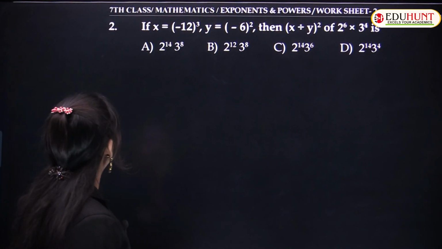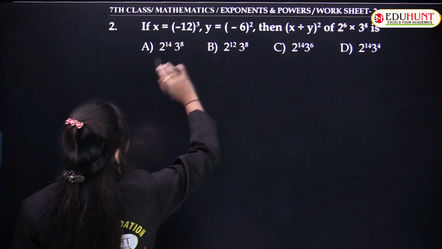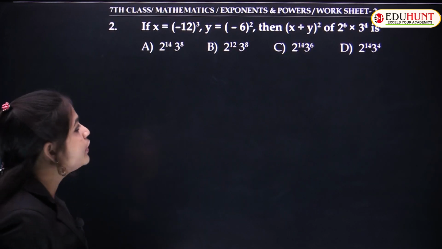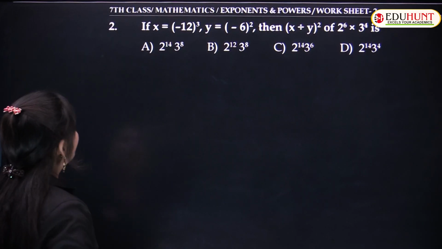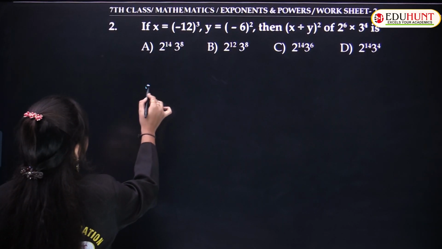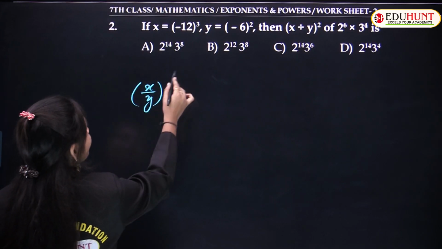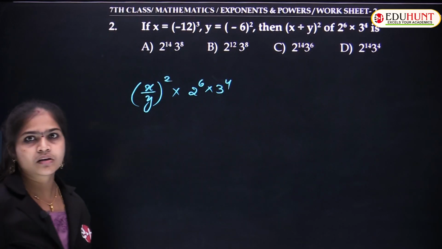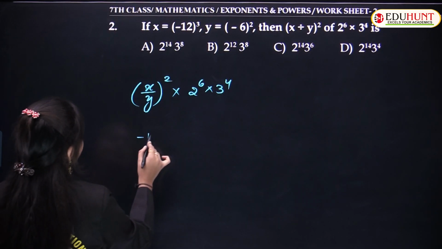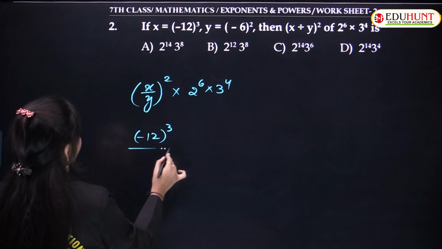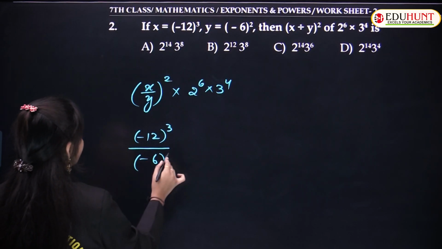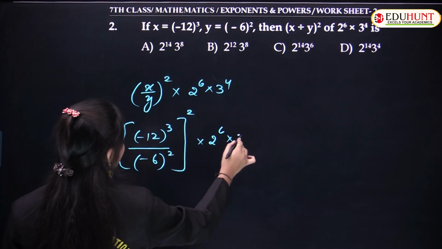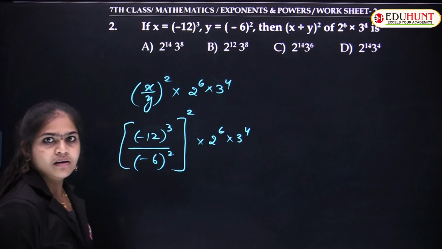What is question number 2 here? X is equal to minus 12 cube. Y is equal to minus 6 square. Then X divided by Y whole square of 2 power 6 into 3 power 4. Directly substitute those values, no? X by Y whole square into 2 power 6 into 3 power 4. Now here X value is minus 12 whole cube by Y value minus 6 whole square into 2 power 6 into 3 power 4. Now simplify that.